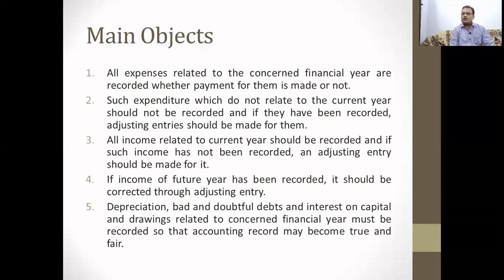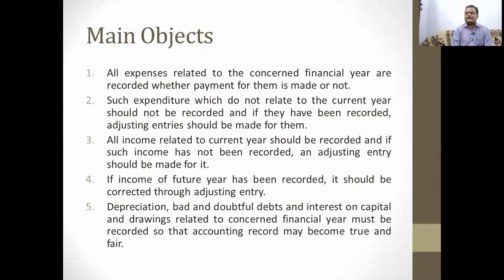You have to show all these adjustments twice in the financial statements. While preparing financial statements, you have to show all these expenses, outstanding expenses, prepaid expenses, all types of adjustment expenses or incomes twice in your final accounts. First, you show them at the debit or credit side of the trading and profit and loss account. Next, you have to show them at the liability side or the asset side of the balance sheet.